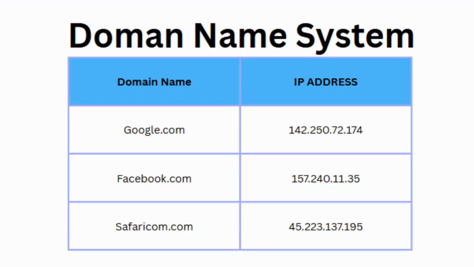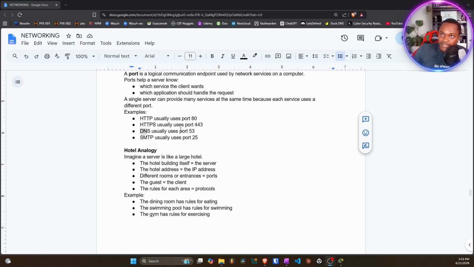So that's the same thing with Domain Name System. Domain Name System is just like a phone book for the internet. It has different IP addresses translating to different names. It lives on port 53. Something else is SMTP. SMTP is Simple Mail Transfer Protocol. This is used to transfer emails, and it lives on port 25.